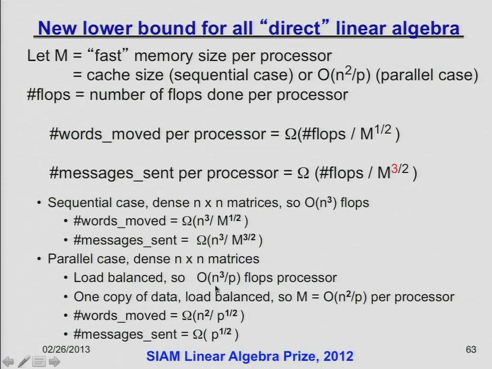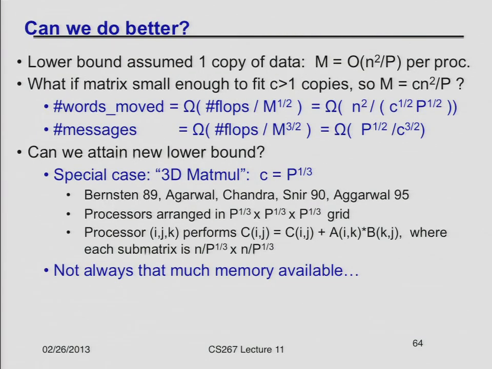So the number of flops will be n cubed over p. I'm going to assume that there's one copy of the data. So the number m, how much memory do I use? That's n squared over p. I'm going to load balance the memory, a reasonable assumption. And then if I plug that in, I get the number of words moved equal to these two quantities, n squared over root p and root p. So the question is, can I attain that? And then I said, well, why do I have to assume I'm only going to allow myself one copy of the data?